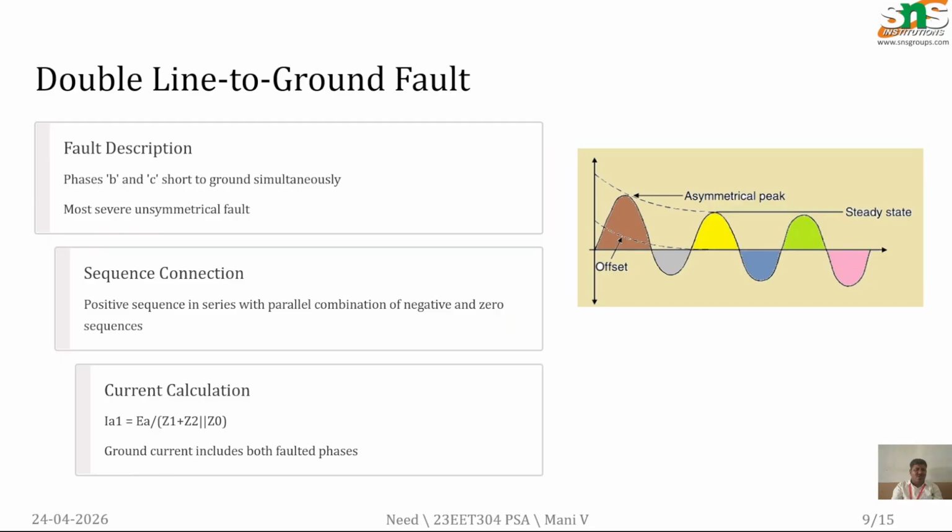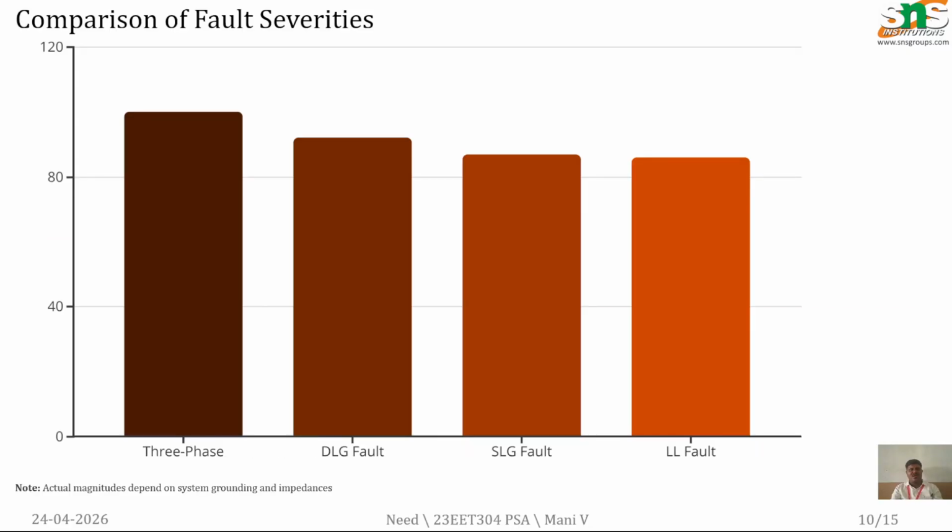Now the double line to ground fault. For the fault description, any two phases, like A phase and B phase, are shorted to ground simultaneously. It is the most severe unsymmetrical fault, but less common. For the sequence connection, the positive sequence is in series with a parallel combination of the negative and zero sequence. The current calculation is IA1 equal to IA divided by zero sequence plus positive sequence, positive sequence divided by zero sequence.